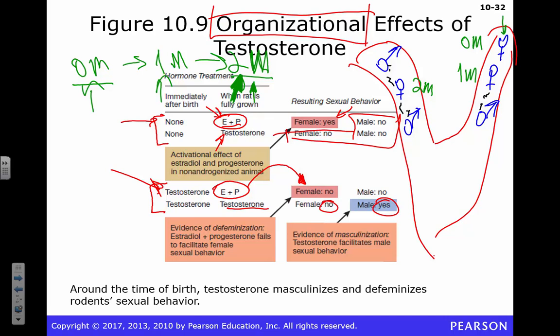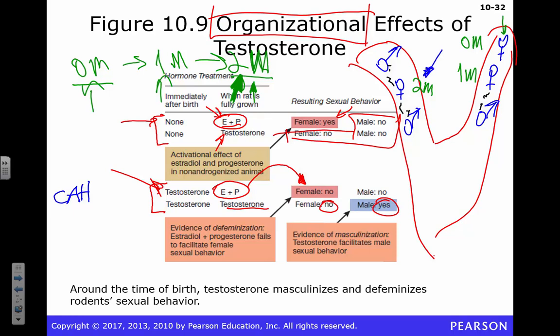There is also something called CAH. I don't know if you guys have heard of CAH, congenital adrenal hyperplasia, right? This is when your adrenal glands are just dumping out hormones all the time. Not too big of a deal if you're a male, but if you're a female, this can actually mimic sort of being one of these 2M females, right?